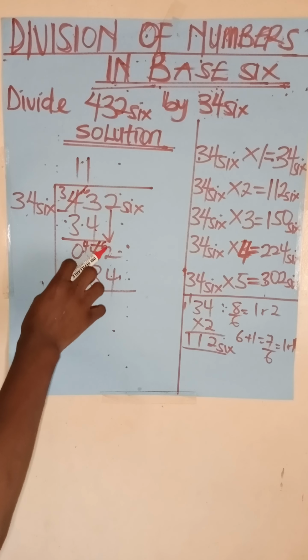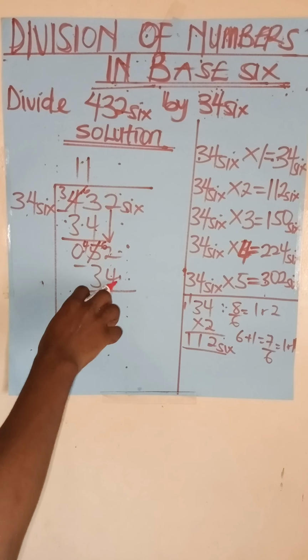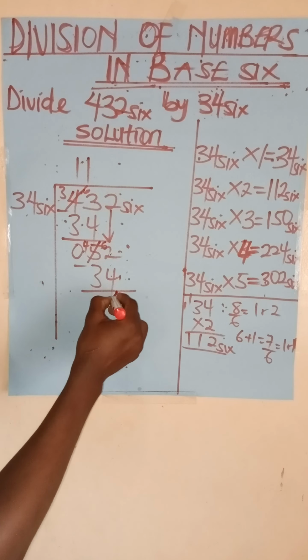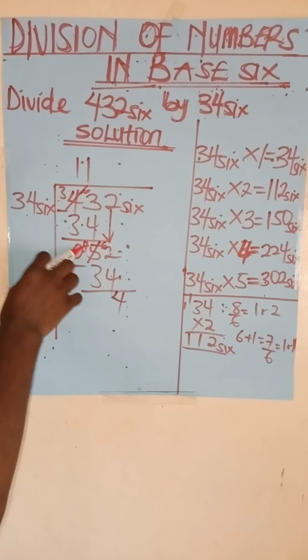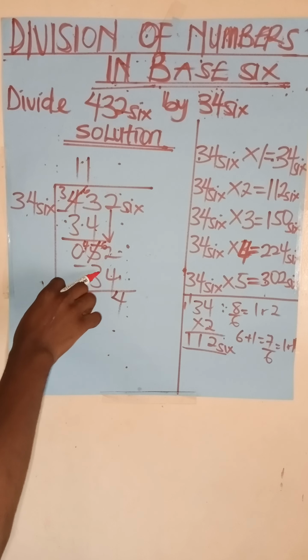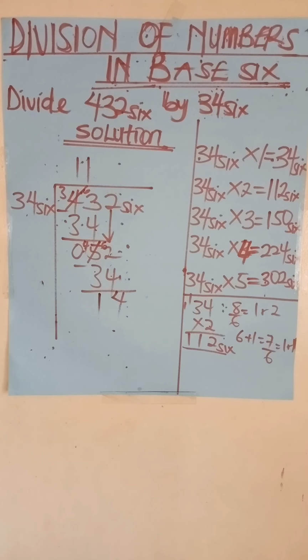Then that will be 6 plus 2, and that is 8. So 8 minus 4 gives me 4. I'm left with 4 here. So 4 minus 3 gives me 1.